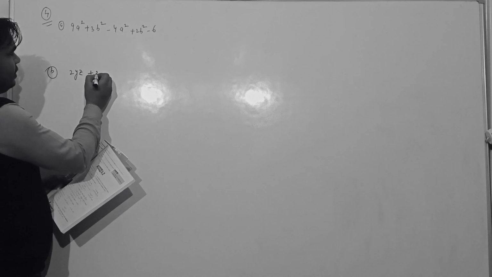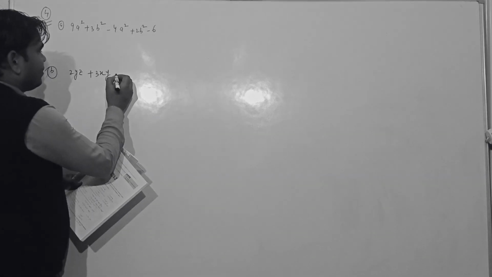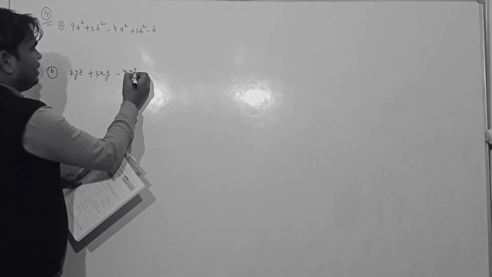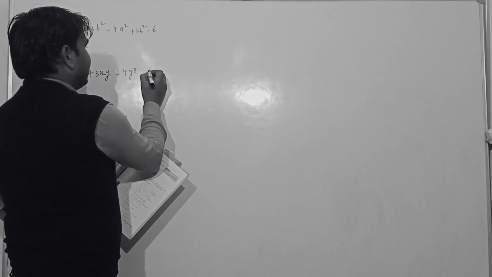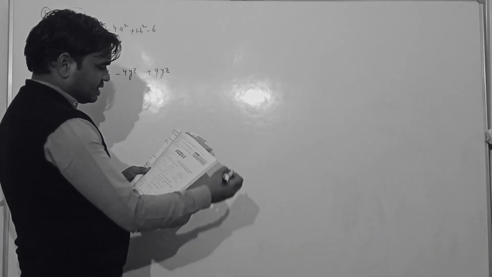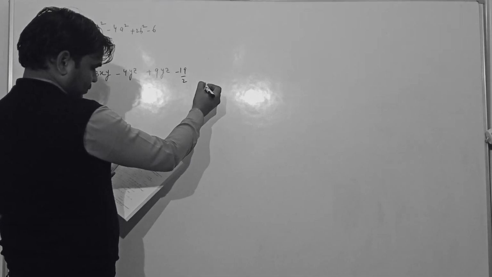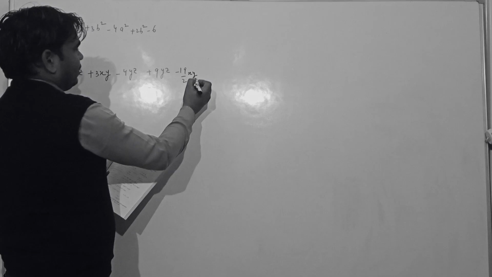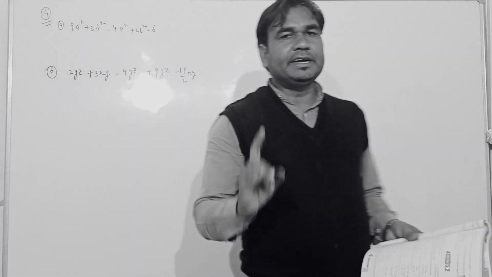plus 3xy minus 4yz plus 9yz minus 19 over 2 xy. So students, I have told you about the like terms.